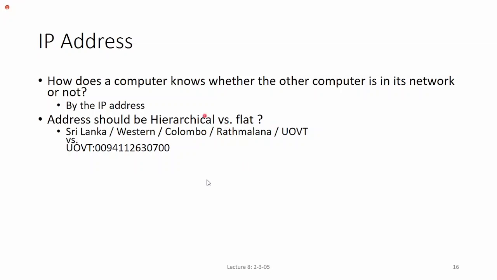Let's say another person in Colombo wants to send a letter to the university. Then, looking at the address, the sender should be able to understand whether this is in Colombo or outside Colombo, or in Sri Lanka or outside Sri Lanka. If you use this kind of address, UOVT, Ratmalana, Colombo, Western Province and Sri Lanka, that is a hierarchical address because it has different steps.